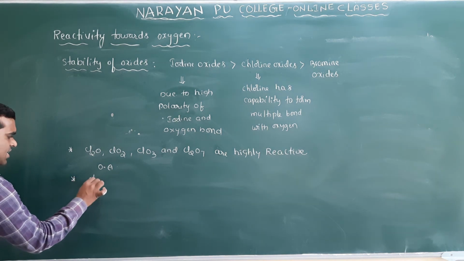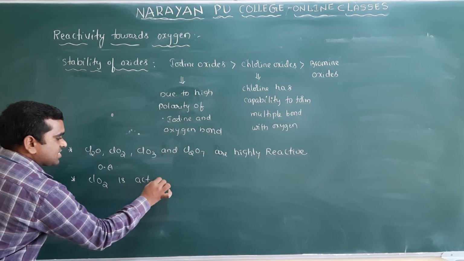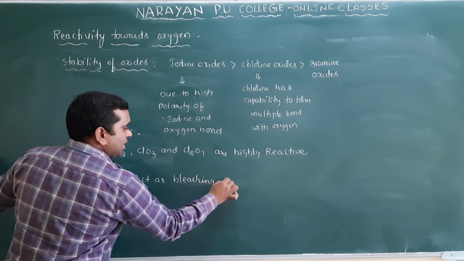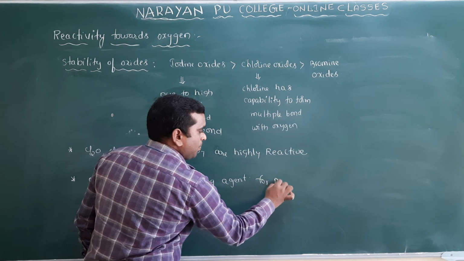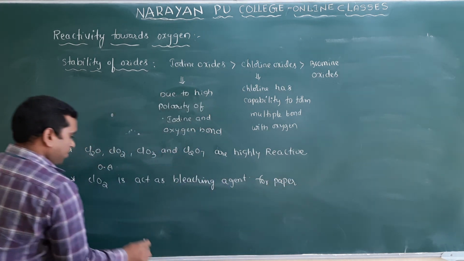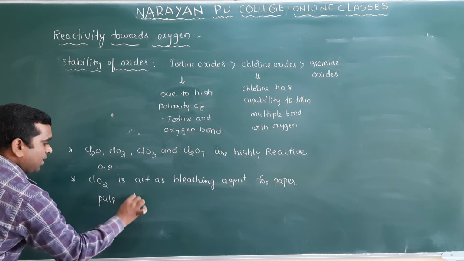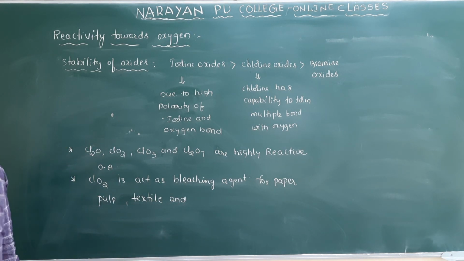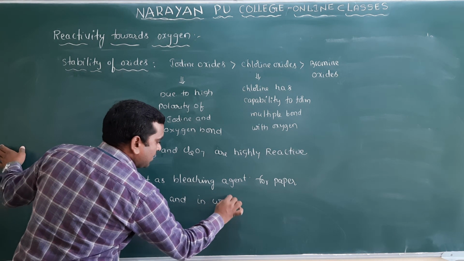Here ClO2, chlorine dioxide, acts as a bleaching agent for paper pulp and textiles, and it is also used in water treatment.